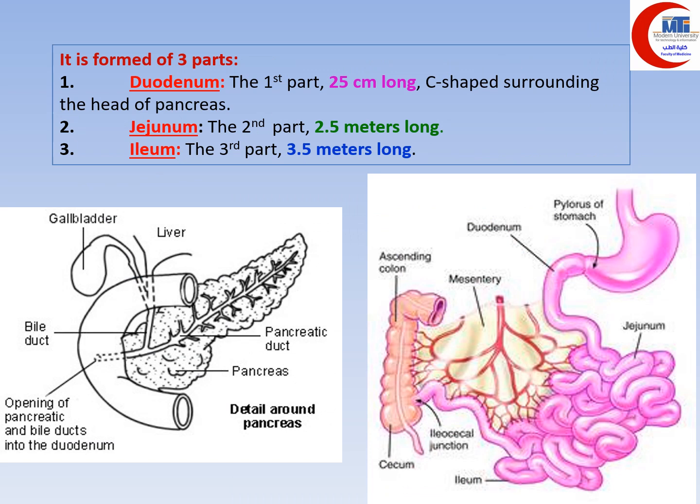The first part will be the duodenum, which is the first part in continuation with our stomach. It will be about 25 centimeters long. It takes a C-shaped structure. In the lumen of this C-shaped structure, you will find the head of the pancreas. The second 2/5 will be the jejunum, which is about 2.5 meters long. The third and remaining part will be the ileum, and it will be about 3.5 meters long.